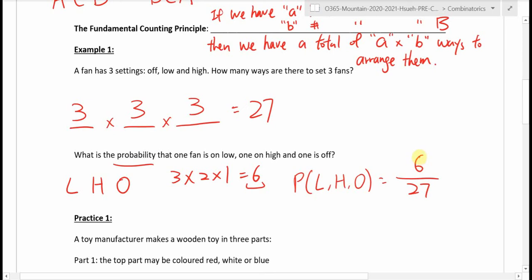Okay, so again, 6 is how many ways we can arrange these 3 letters, simply meaning that one is on high, one is on low, one is off, and out of the 27 total possibilities. So 6 out of 27, which we can reduce. I'm not too worried. Okay, so that's just what it is. 6 out of 27.